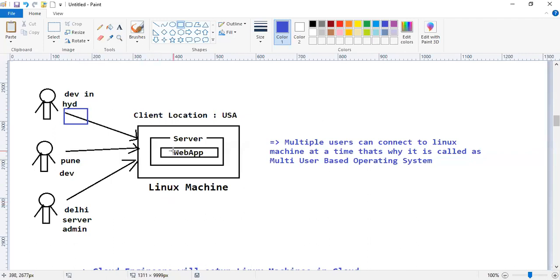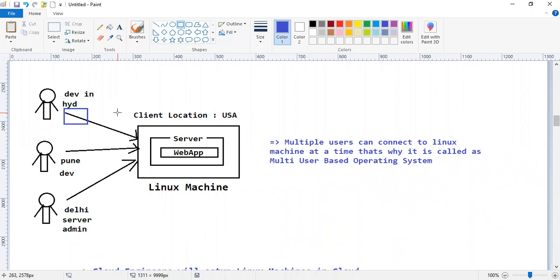There is a problem in the project. As a developer, you need to connect to the Linux machine. You need to go to the path where the log file is available in the Linux machine. You need to open the log file. You need to see the log message. If required, you need to restart the server. That Linux knowledge is mandatory for the developers also.